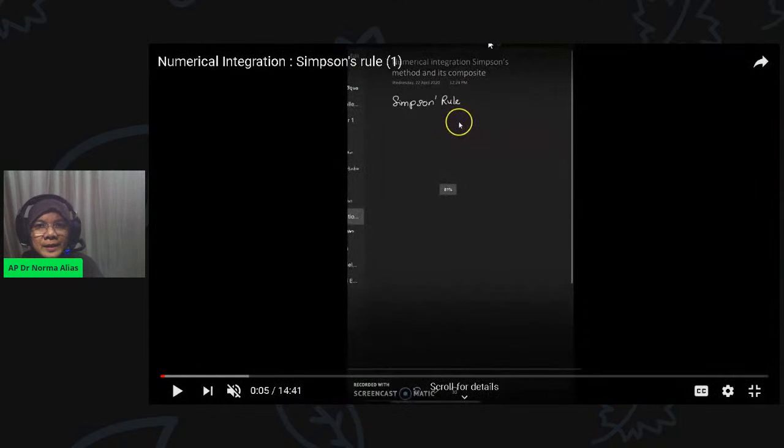So what is Simpson's rule actually? I stop sharing first and go to the e-books. We open the PDF file in chapter 6, Simpson's rule. I share with you now chapter 6.